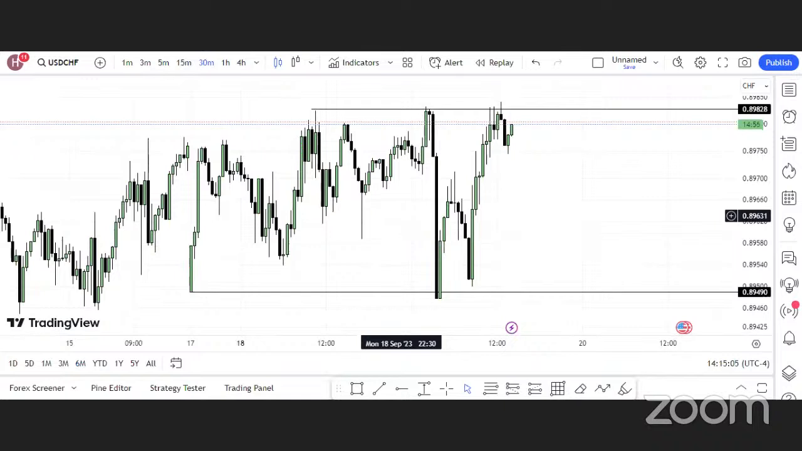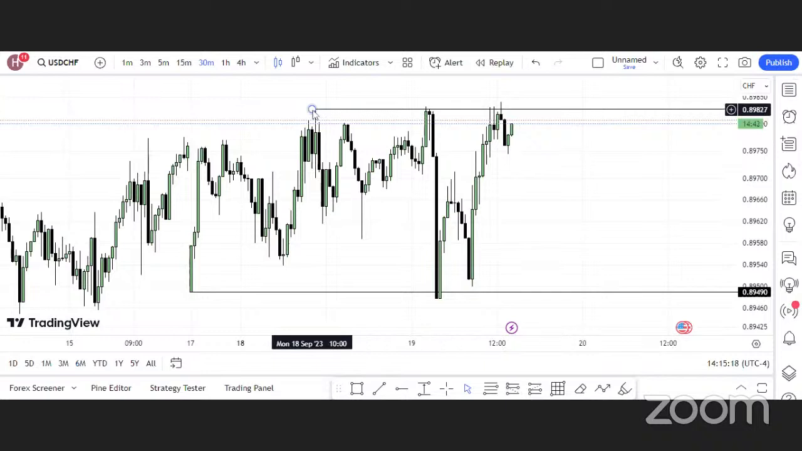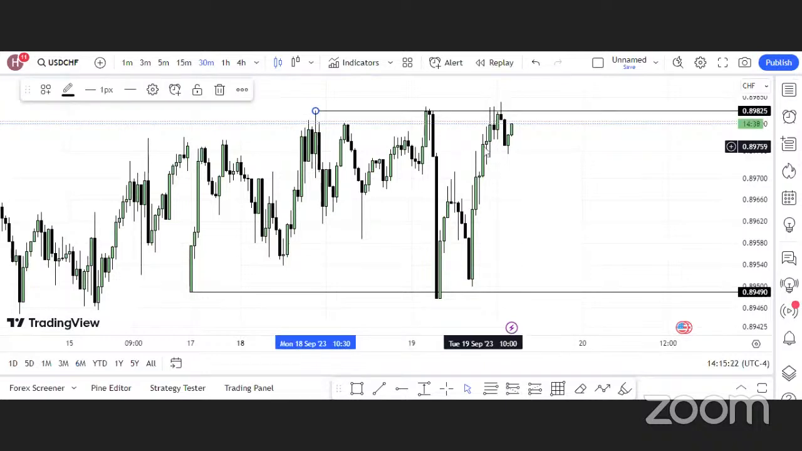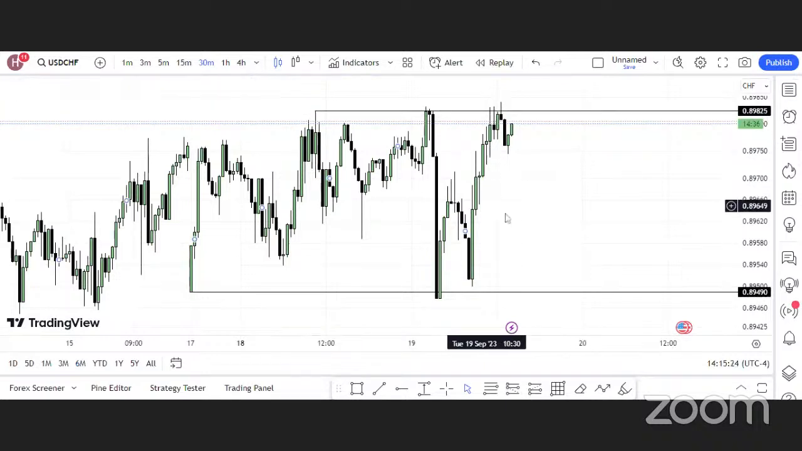Now on this 30-minute time frame, what we want to be doing is we want to see what is really going on in the market. Do we have a confirmation to buy or to sell? Okay, do we have a confirmation? We already have our resistance around this area. Okay, we have our resistance around this area.